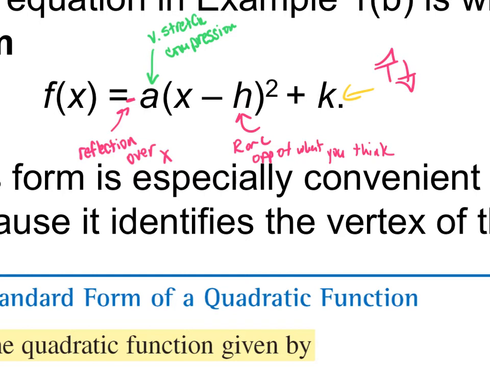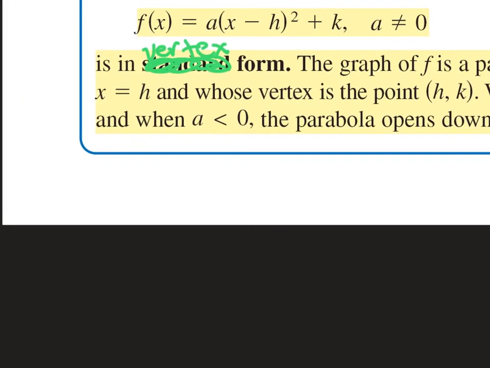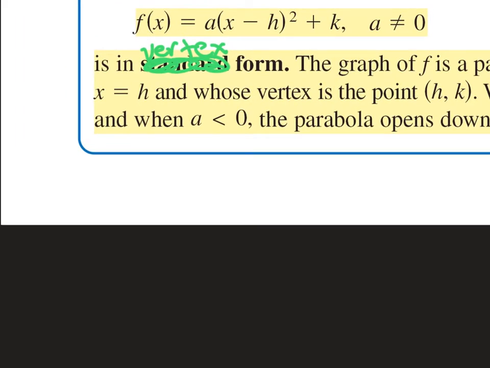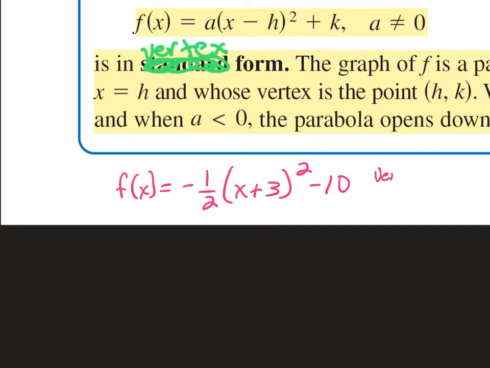So when you're given a function in vertex form, it's super easy to just figure everything out. What I just showed you, the domain, the range, all that stuff. You can identify that here. So if I just gave you, I don't know, f(x) = -1/2(x + 3)^2 - 10, what's the vertex of this parabola that I just gave you?